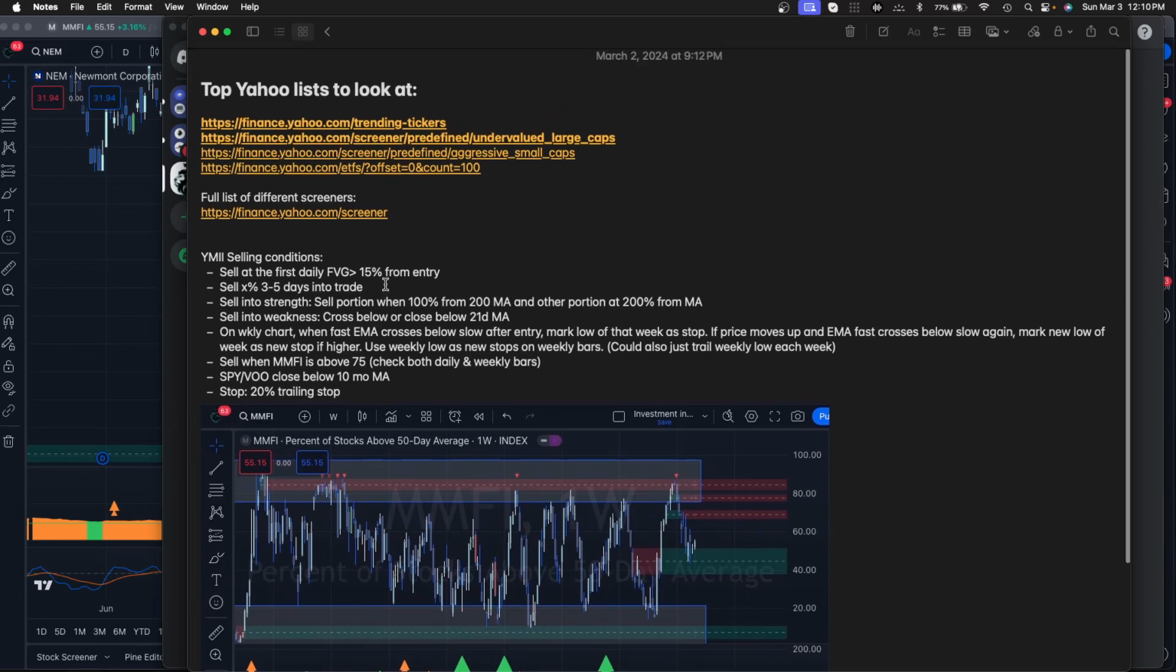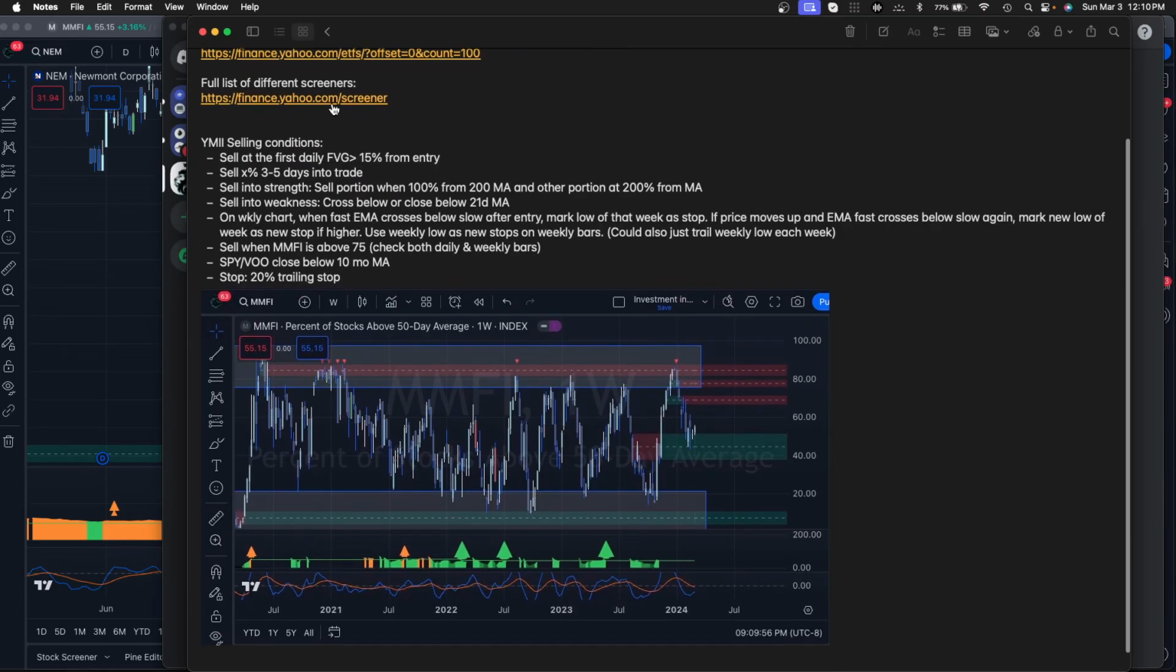But if you're looking for ways to take profits, these are some of the best ways I have found, and I thought it would be important to share with you how to take profits. So one of the ways is, sell your first position or your first portion of the trade at a fair value gap that is greater than 15% from your entry.